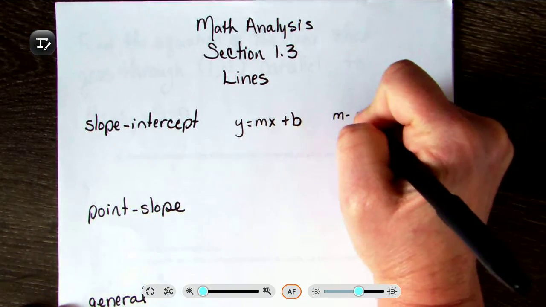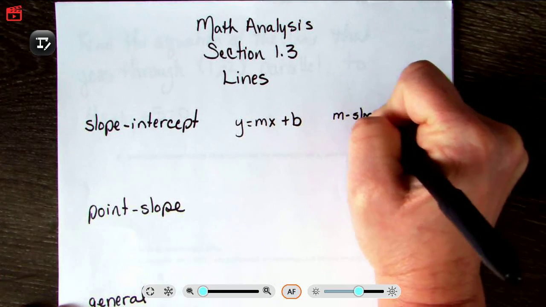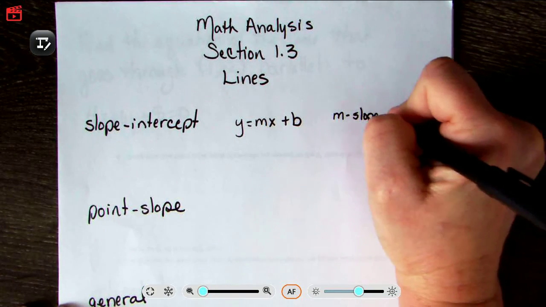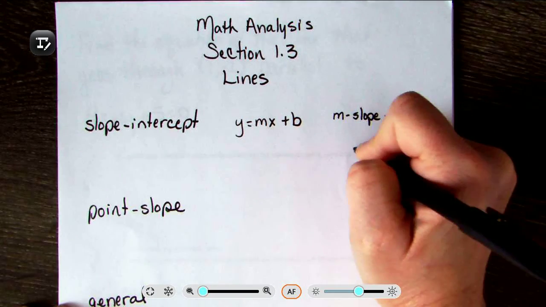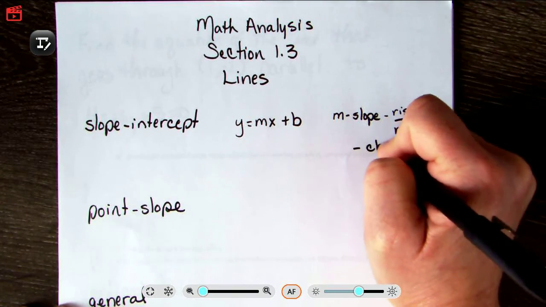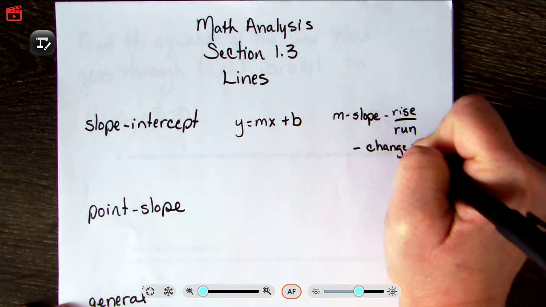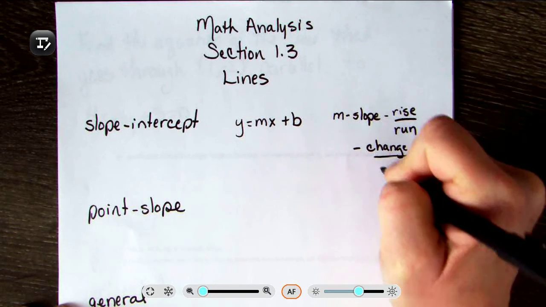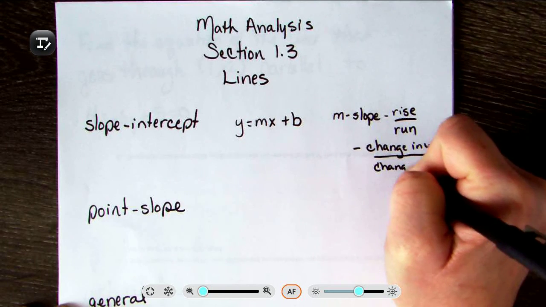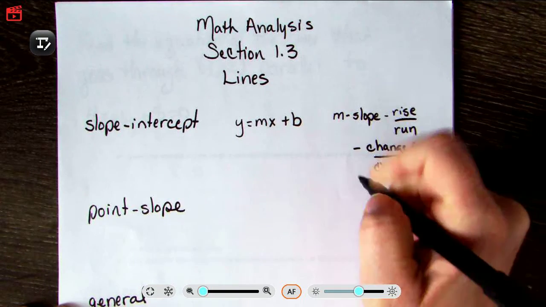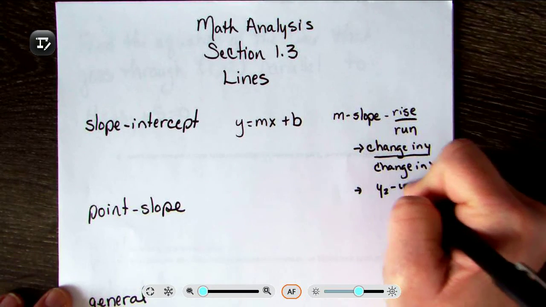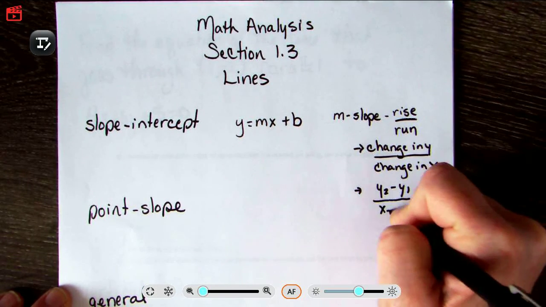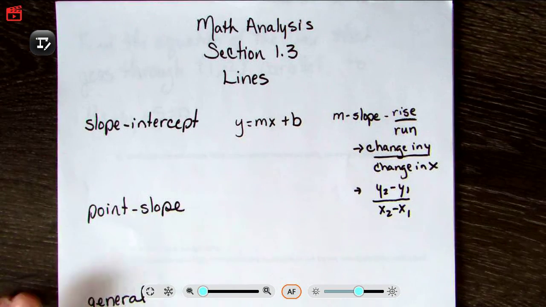M represents your slope. And if you remember, slope is your rise over the run, or sometimes referred to as the change in y over the change in x, or sometimes we see it as y2 minus y1 over x2 minus x1. So that's some of the things we see for slope.